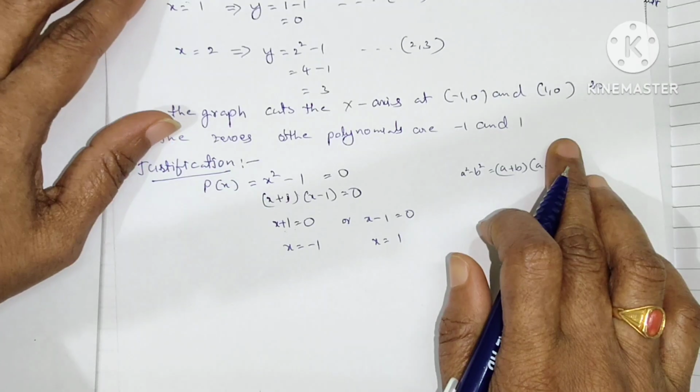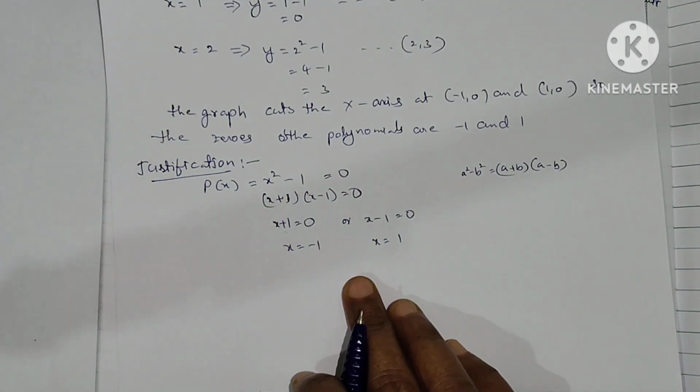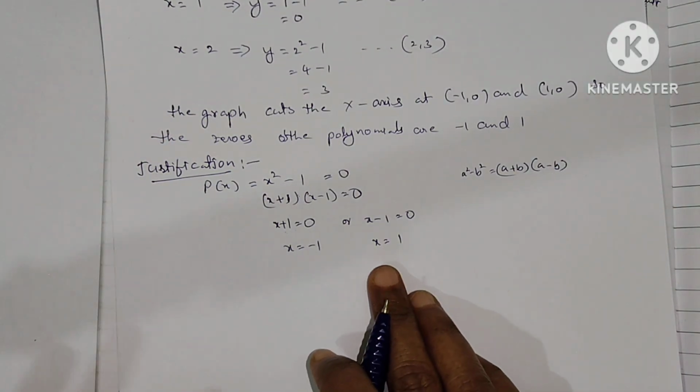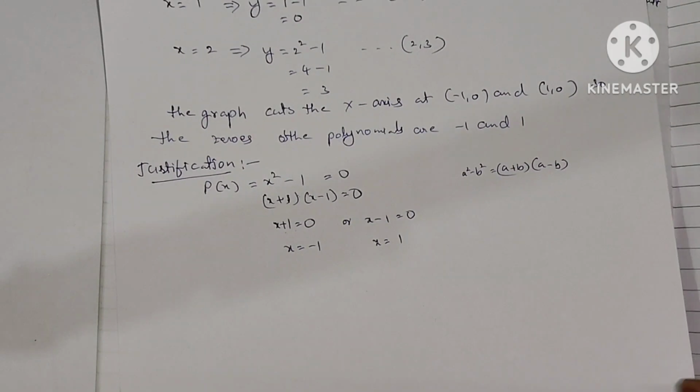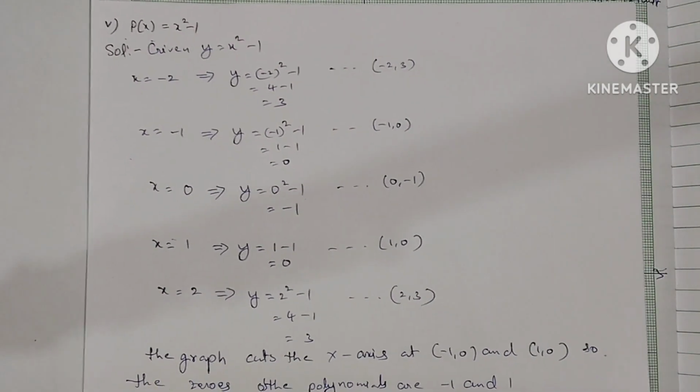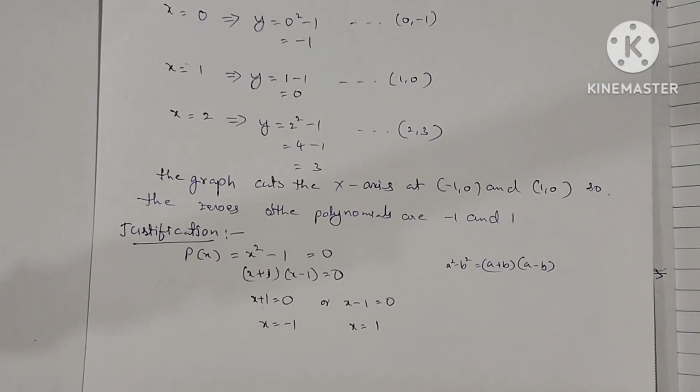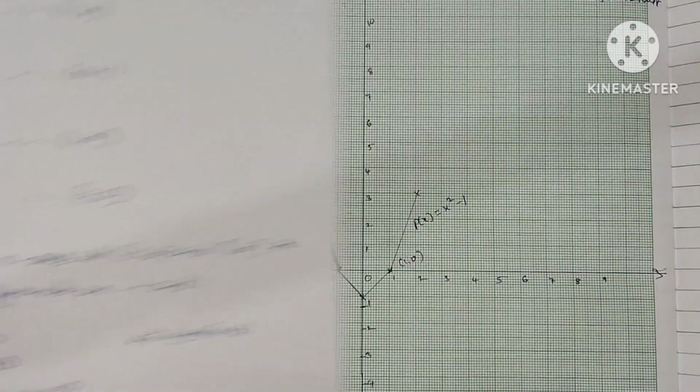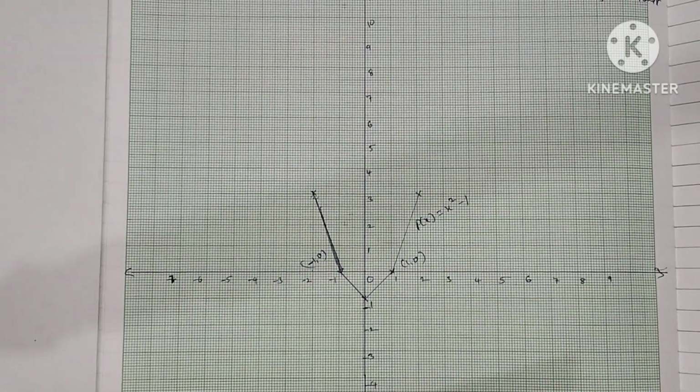Here also minus 1 and 1 are the solutions. So this is the fifth one, complete solution. Anyone copy it. This is the graph of the fifth one.